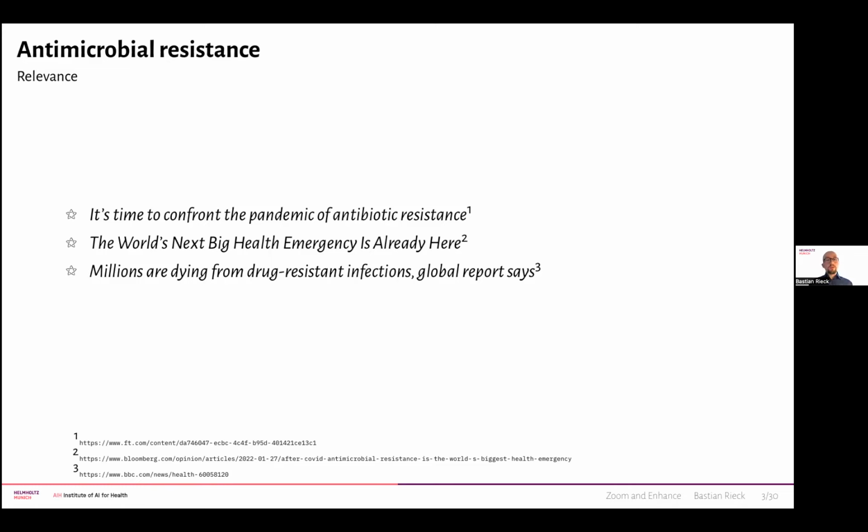And maybe some of you already encountered this. I hope not, but if you get an infection, sometimes you have to use these broad-spectrum antibiotics because it's a little bit unclear what will take and what won't take.